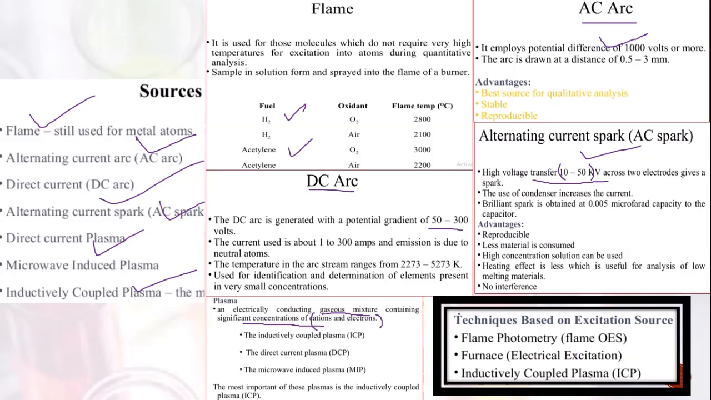This part here just tells us some of the techniques that you will have based on the excitation source. Based on which source you use, the technique can be called flame photometry, we can have furnace or electrical excitation, and we can have the inductively coupled plasma technique.